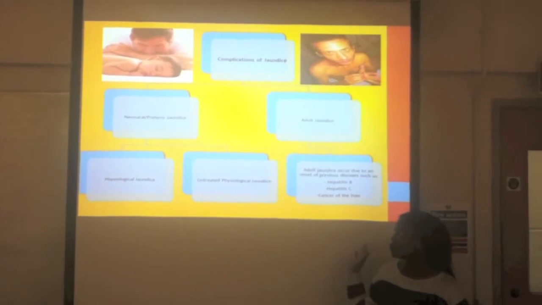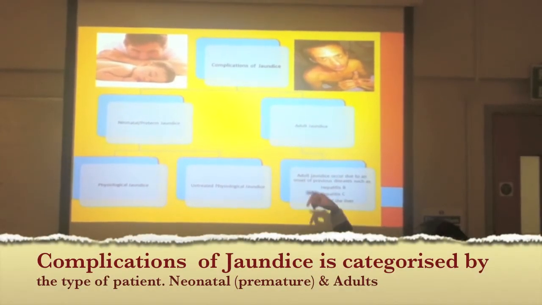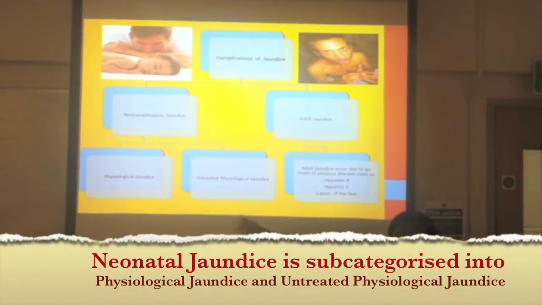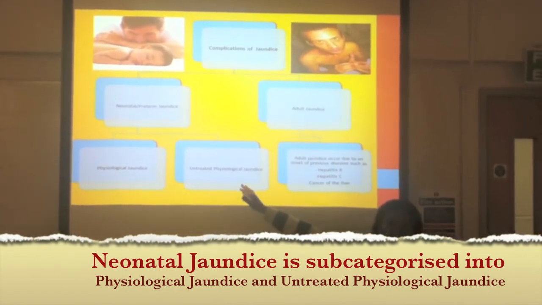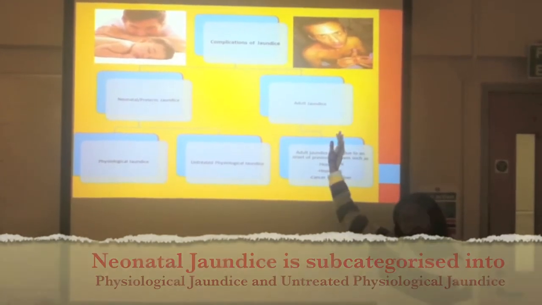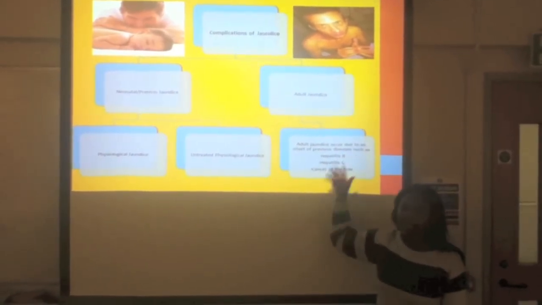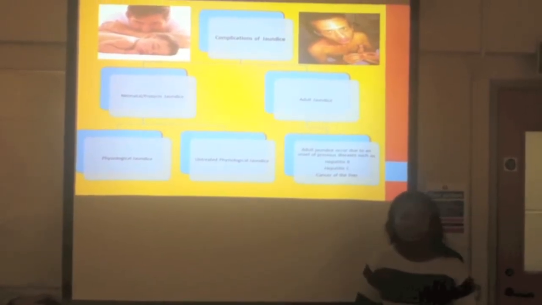Okay, the complications of jaundice can be categorized into two groups. One is neonatal jaundice and the other is adult jaundice. Neonatal jaundice can be subcategorized into physiological jaundice and untreated physiological jaundice. The other categories for adult jaundice are based on the onset of the disease that they previously had, for example, hepatitis B, hepatitis C, and cancer of the liver.